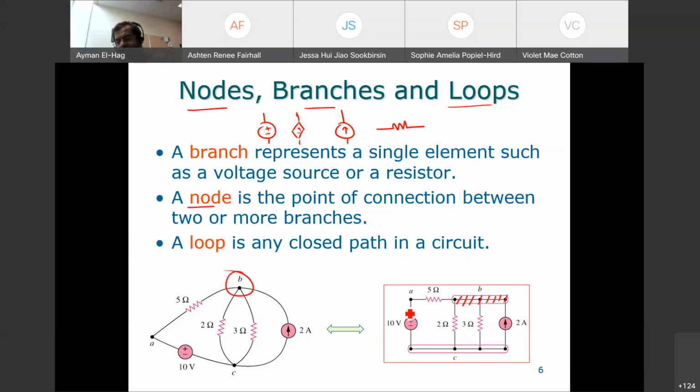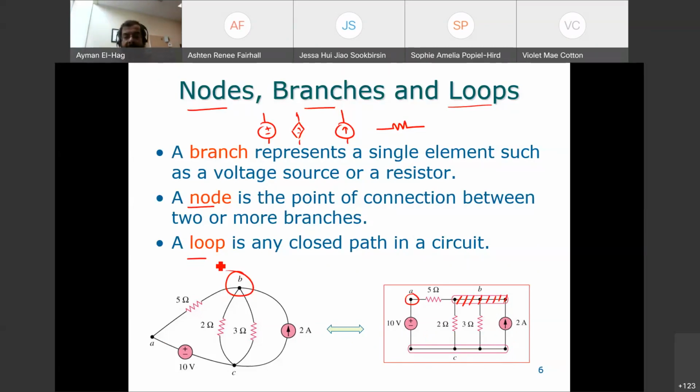Between the voltage source and the 5 ohm resistance is also another node here, which is this point. At the bottom, all of these branches, the 2 amps, the 3 ohm, the 2 ohm, and the 10 volt, all of them connected to one point or one node. As you can see here, there is nothing between this point and this point. When I say nothing, it means there is no branch or there is no element. Hence, all of these points are considered as only one point.